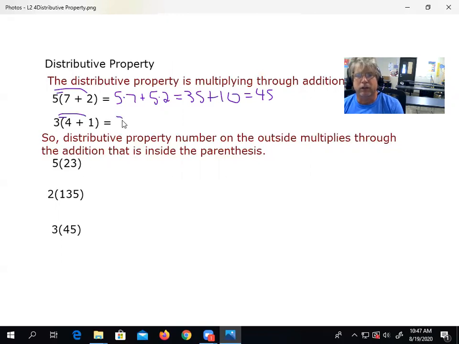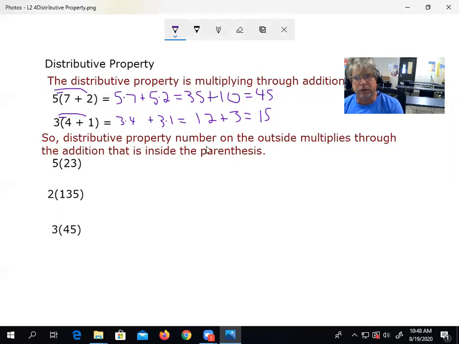So I could say 3 times 4 plus then 3 times 1. And when I do that math, 3 times 4 turns into a 12. 3 times 1 is a 3. And 12 plus 3 becomes then 15. So that would be another way to do the problem, and that's using the distributive property. You're multiplying through the addition.